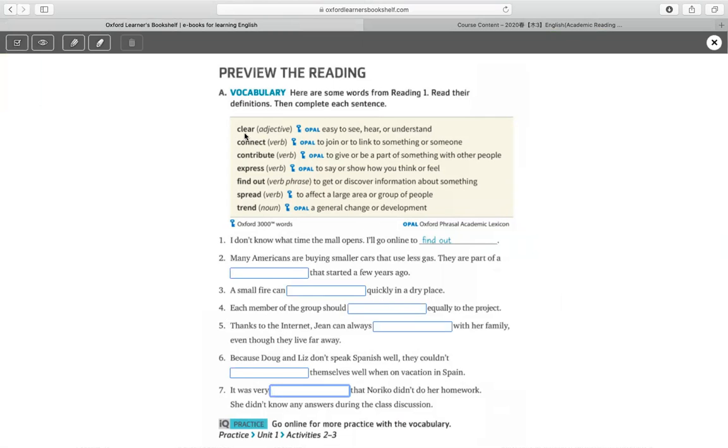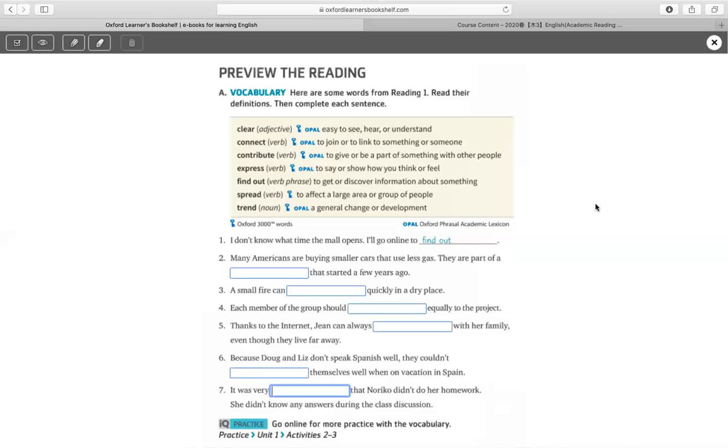So clear, that's easy, right? Easy to see, hear, or understand. Clear idea. You can see that the sky is so clear today. Connect. Connect means to join or link something to someone. You can connect with your friends by making a phone call, or you can connect with your friends by sending them an email. Contribute, to give or to be a part of something with other people.